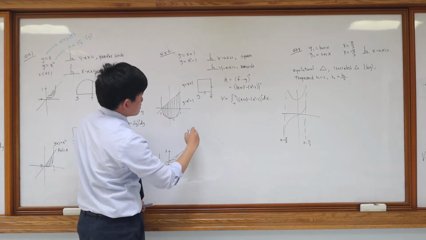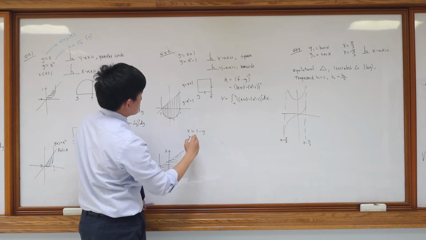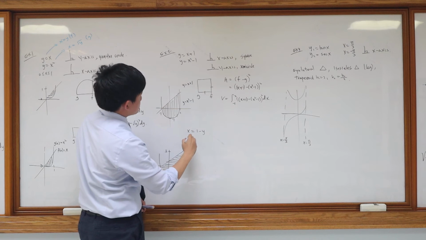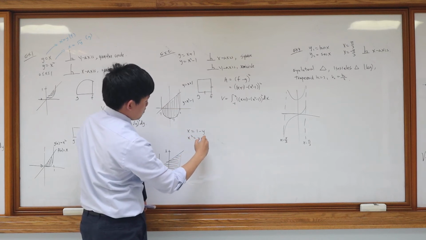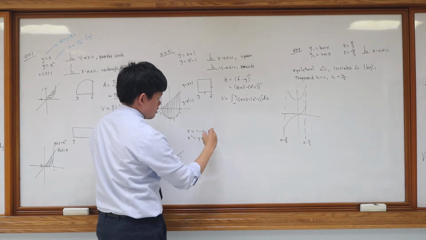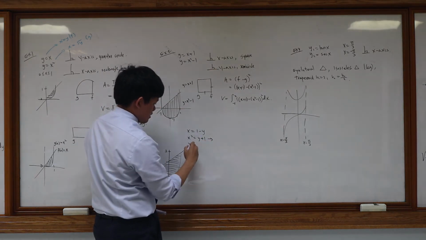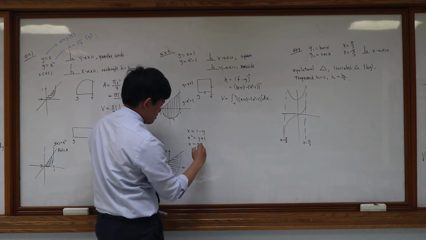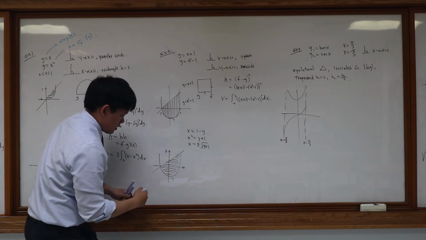So in that case, x is equal to 1 minus y. The bottom function is x squared is equal to y plus 1. So in that case, this one is already done. So this one means x is equal to plus and minus the square root of y plus 1. So this is my top function.